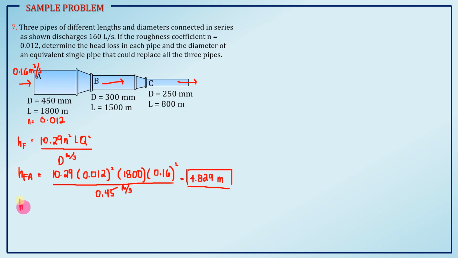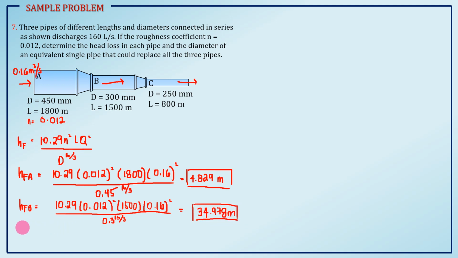Next, we have HFB naman. We have 10.29 and 0.012 squared, 1,500, Q same. Then, divide natin sa given diameter, which is 300 millimeter or 0.3. So, 16 over 3. So, solving HFB, that is 34.978 meters.